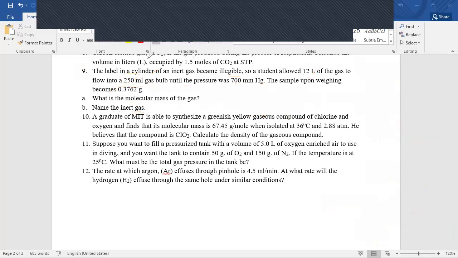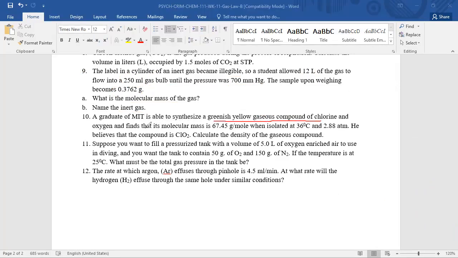Next, question number 10. Sabi niyan, a graduate of MIT is able to synthesize a greenish-yellow gaseous compound of chlorine and oxygen and finds that its molecular mass is 67.45 when isolated at 36 degrees Celsius and 2.88 atmosphere. He believes the compound is chlorine dioxide. So, calculate the density of the gaseous compound. So, paano yung density natin? Kanina sa number 1. And diniscuss ko rin sa lecture.